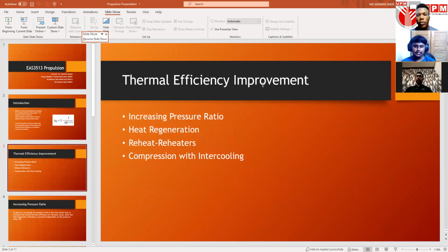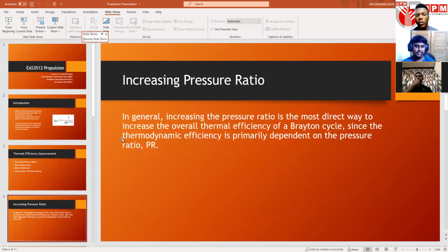Thermal efficiency can be improved by the following methods. Firstly, increase in pressure ratio. Secondly, heat regeneration. Thirdly, heat reheaters. And lastly, compression with intercooling. Increase in pressure ratio: in general, increasing the pressure ratio is the most direct way to increase the overall thermal efficiency of a Brayton cycle, since the thermodynamic efficiency is primarily dependent on the pressure ratio, PR.